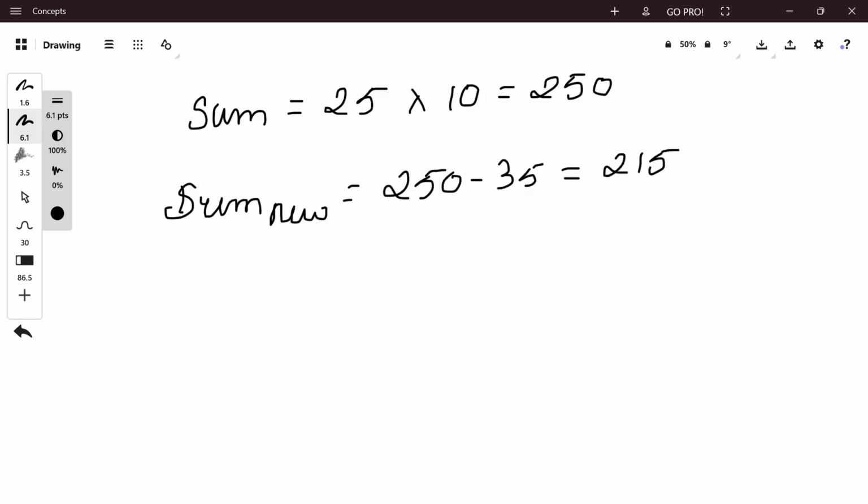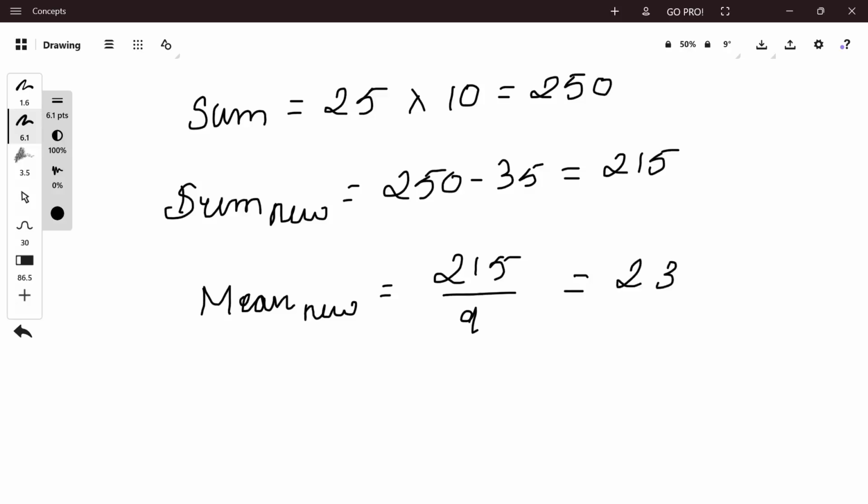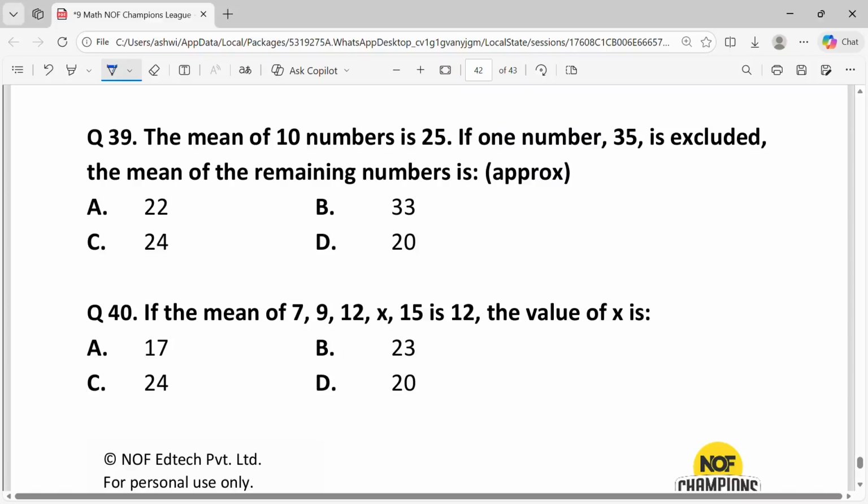Now 9 numbers are remaining. So new mean is equal to new sum, that is 215, upon new count, that is 9, that is equal to 23.88. Rounding this off, it is approximately 24. From the given options, the answer is C, 24.